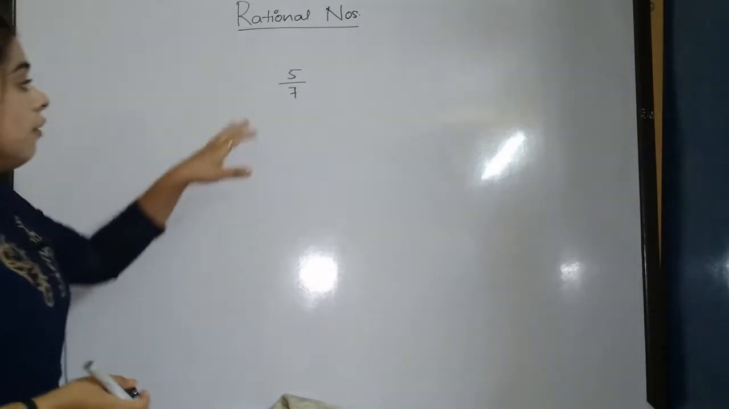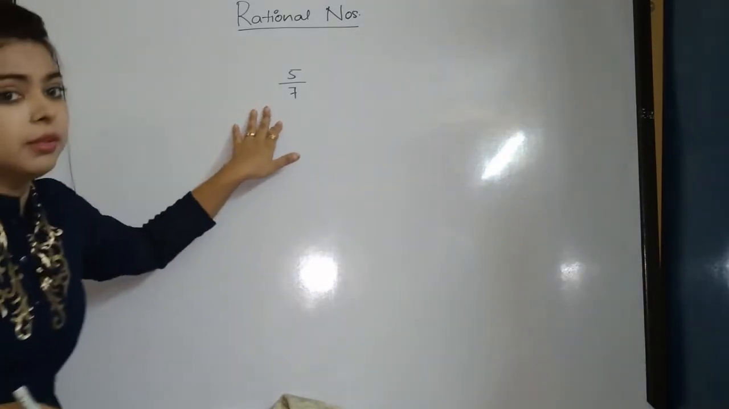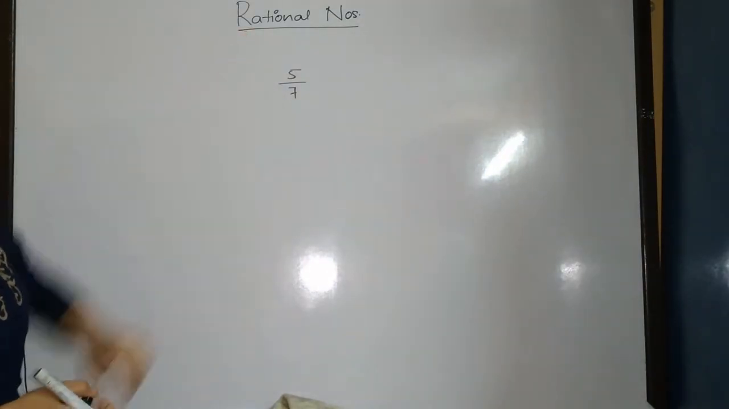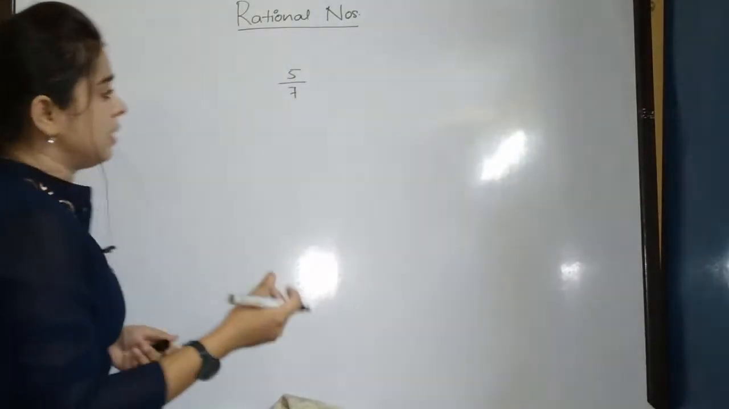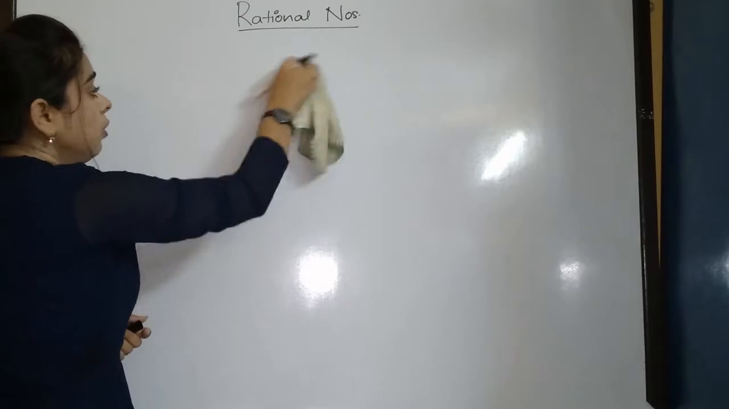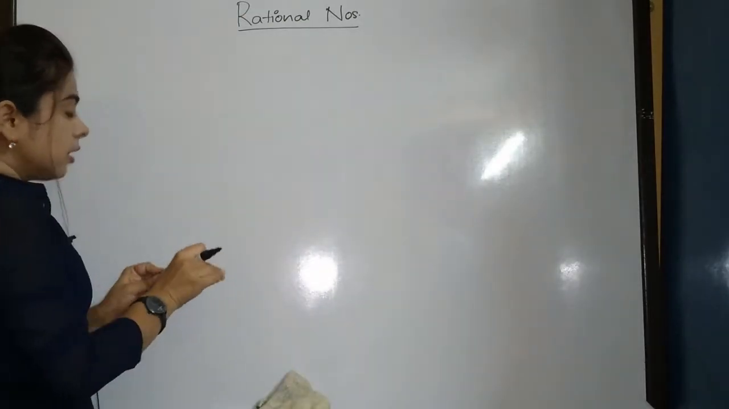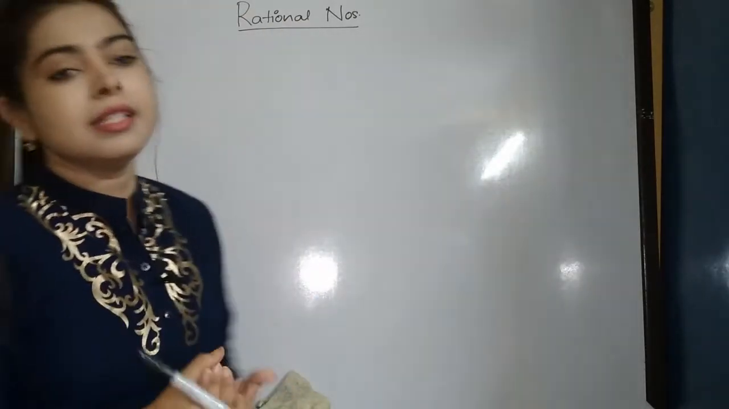Okay, so for these numbers we have a new term now, which is known as the rational numbers. These are nothing but the fractions which we say. Now, how do we define these rational numbers?